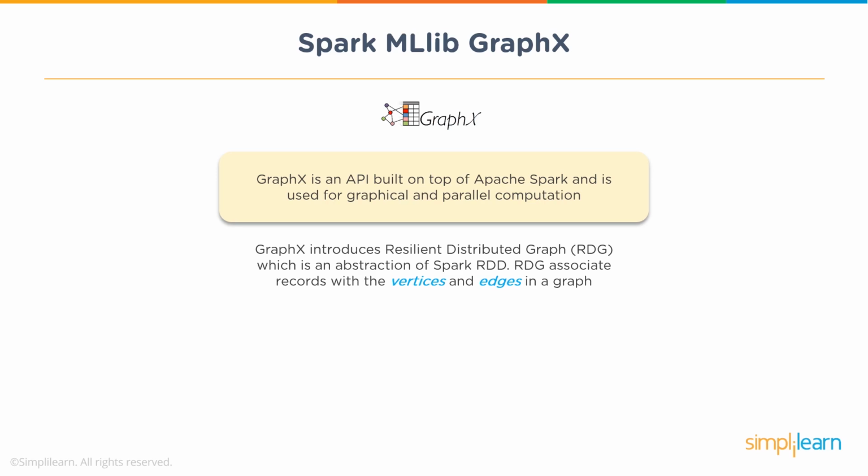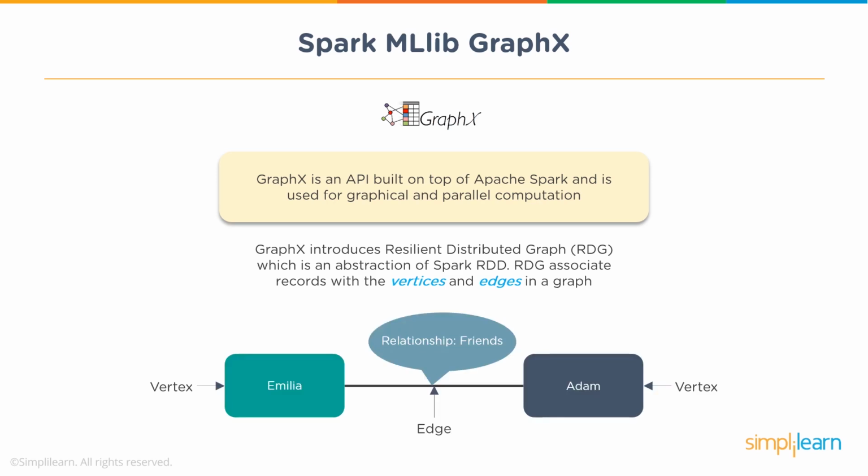So when you say graph-based data, think of data which is, say, LinkedIn has or Facebook has, when it comes to having different data points with connections between them. So GraphX introduces RDG, that is resilient distributed graph. Now, this is an abstraction of Spark RDD, and RDG associates records with what we call vertices, or basically nodes which are connected, or data points which are connected, and edges, which are nothing but the relationship between these nodes. So if you look at a vertex, it would be data points like Amila and Adam, and the relationship is the edge between these two data points, or these two vertices.